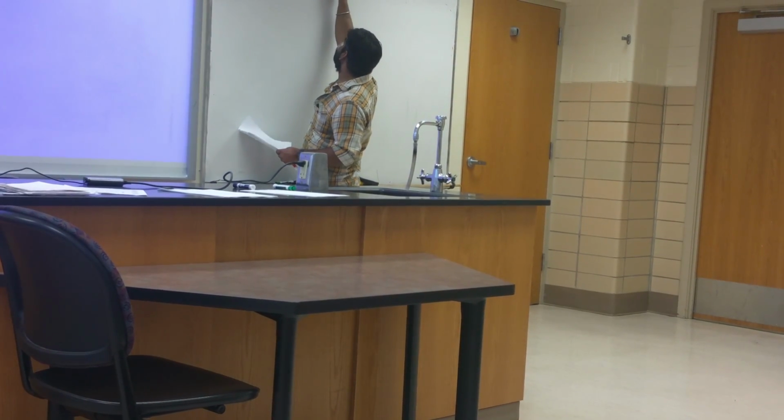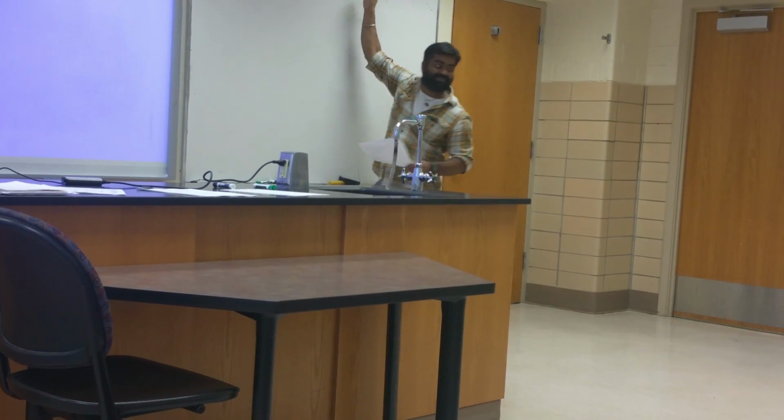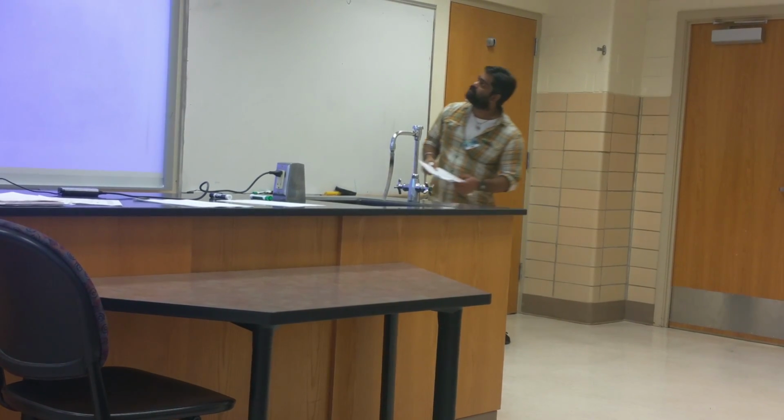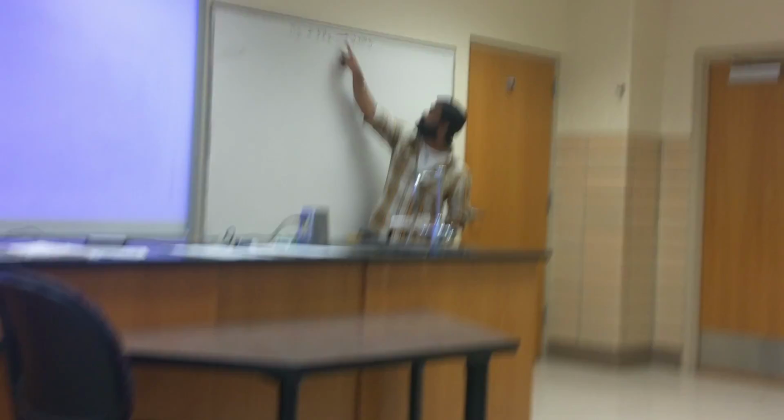N2 plus 3H2 goes to 2NH3. We already started now. So it's like 3 into, I mean, yeah, 3 into plus 3H2. No, you got 2N, 2N. 6.